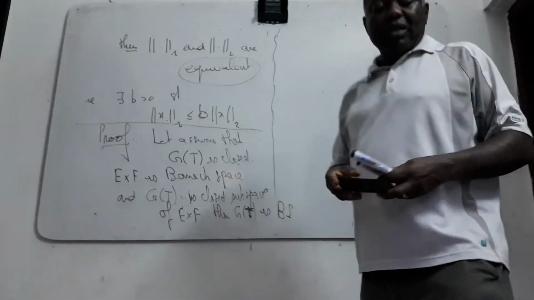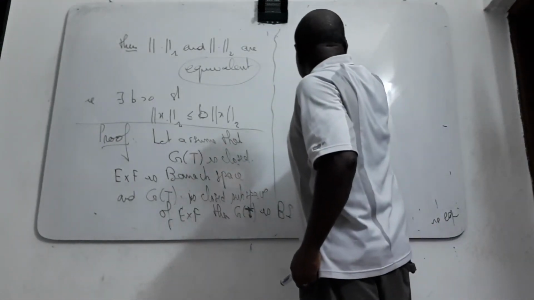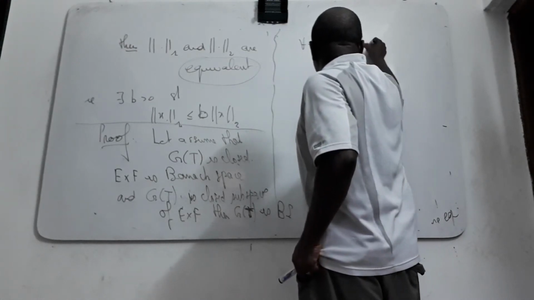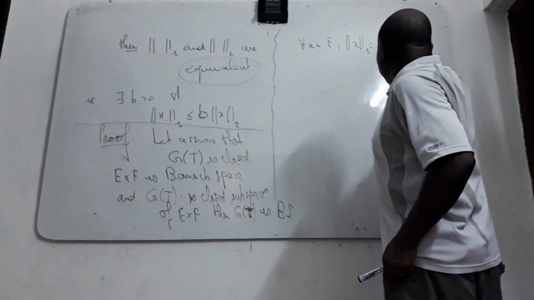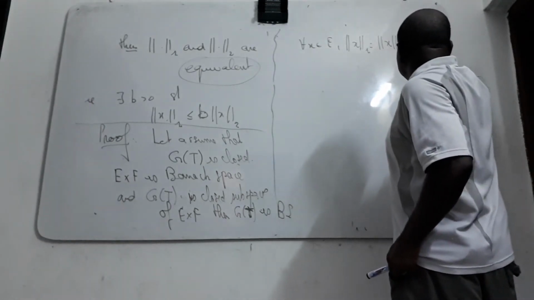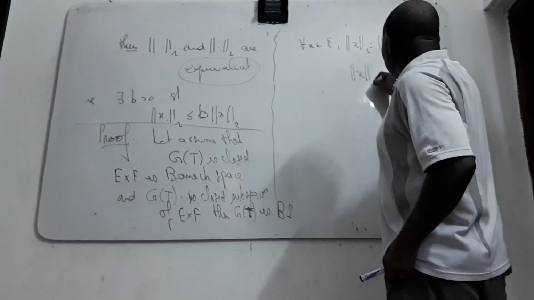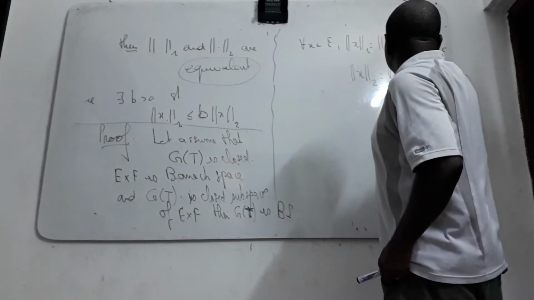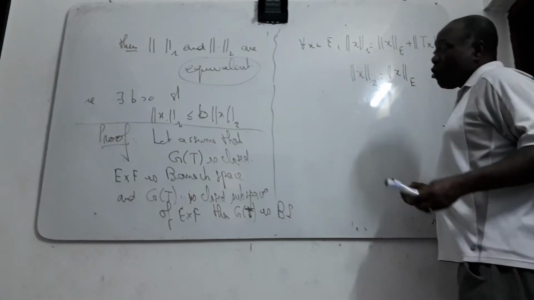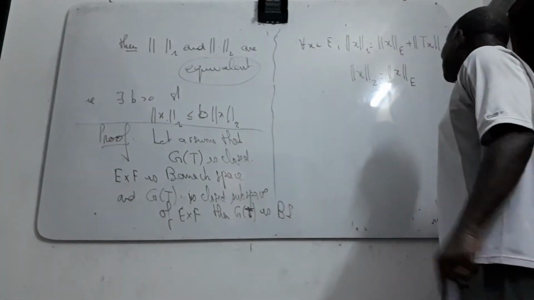We can now put the norm on T for all x in E. You can put the norm 1 of this x like this, which is equal to the norm of x in E plus the norm of Tx in F. And I put another norm, norm 2, which is equal to the norm of x like this. These two are the norms of your closed subset.